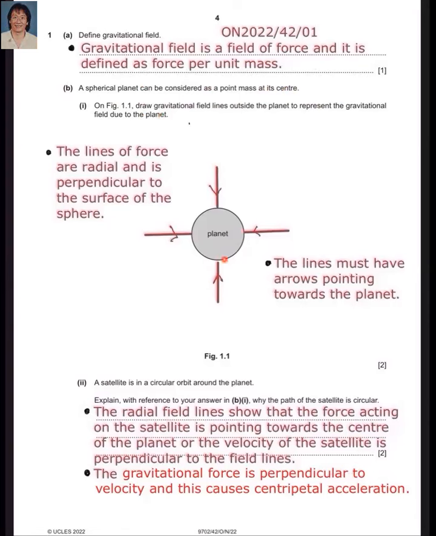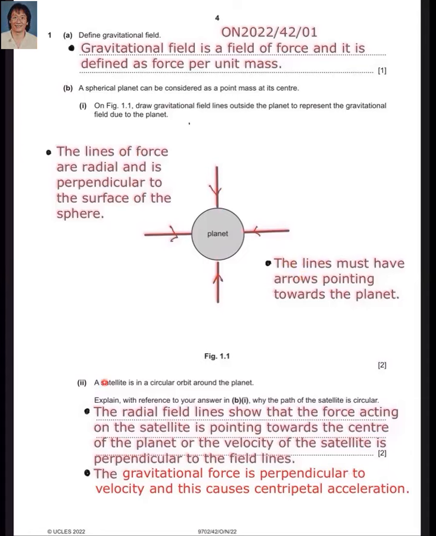In order to score the 2 marks, you must draw lines of force which are radial and perpendicular to the surface of the sphere. So the lines will be pointing towards the center of the planet. And then the lines must have arrows pointing towards the planet. So you need to have arrows. This is how you get the 2 marks. 1 mark for drawing the lines, 1 more mark for showing the arrows.